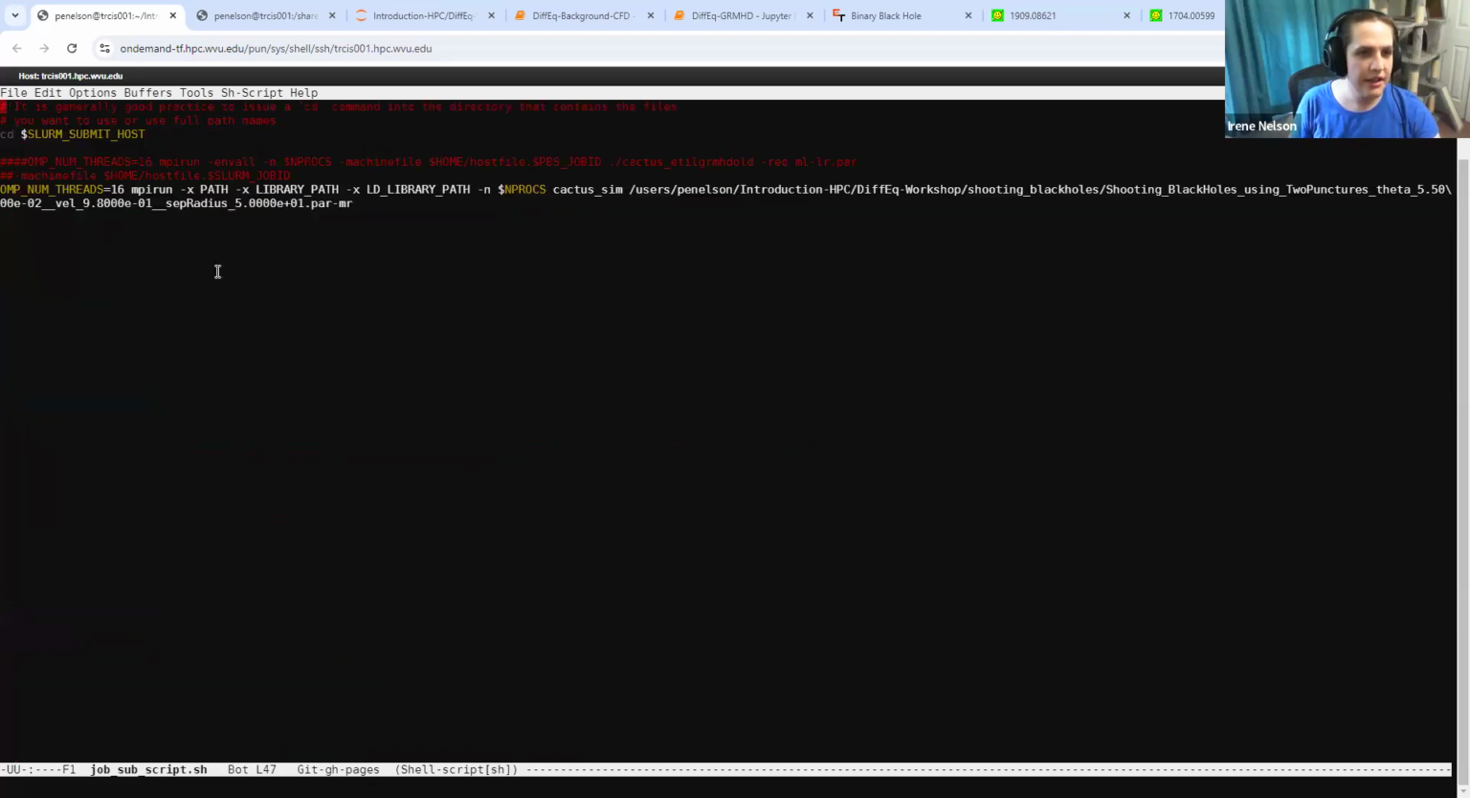And then the other big thing is the actual invocation of the toolkit itself. So we have the mpirun command, and we also have cactus_sim, which is the executable for the toolkit itself, as well as the path to the parameter file that we just looked at.